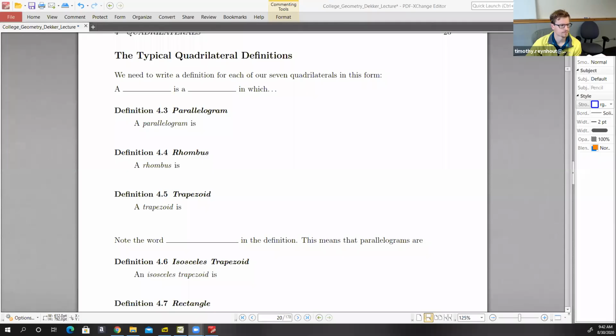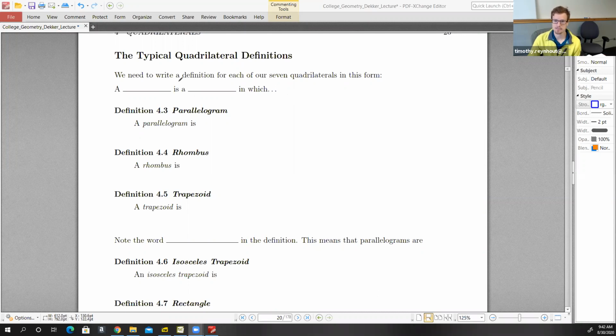We're going to continue taking a look at section 4 today, which is quadrilaterals. But we're going to look at the definitions now. So all of our definitions we want to write in a similar format. So we're going to have a blank is a blank in which something, okay? So that's what all of our definitions are going to look like.